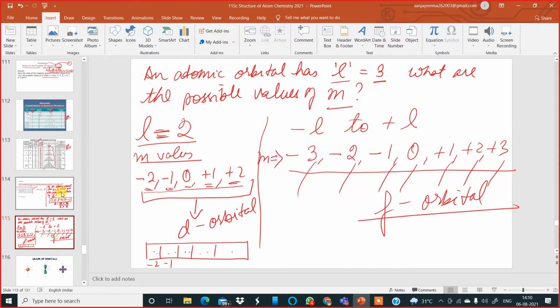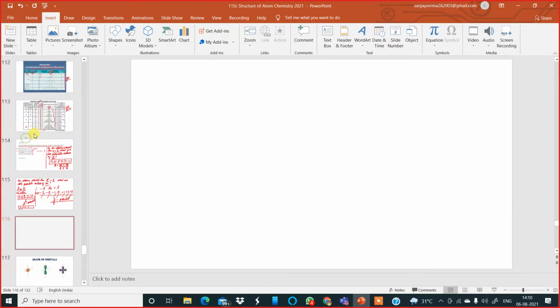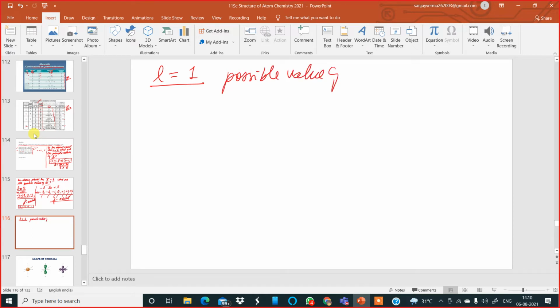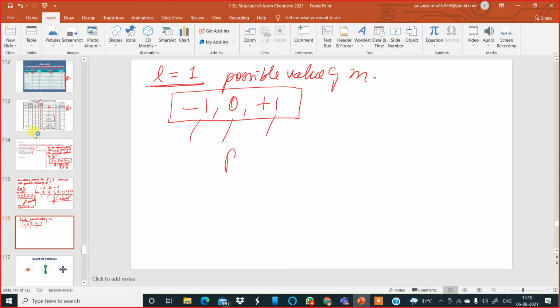Suppose I introduce one more slide over here. Suppose I write the value of l is equal to 1. For this value of l, what are the possible values of m? Minus 1, 0, plus 1. These are the possible values of m, the magnetic quantum number, for azimuthal quantum number 1. So this is 1 orbital, 2, 3. I'm talking about the p orbital.